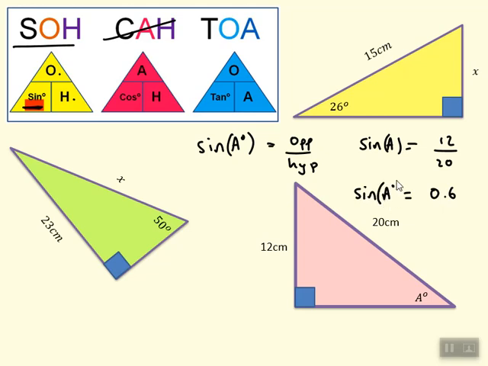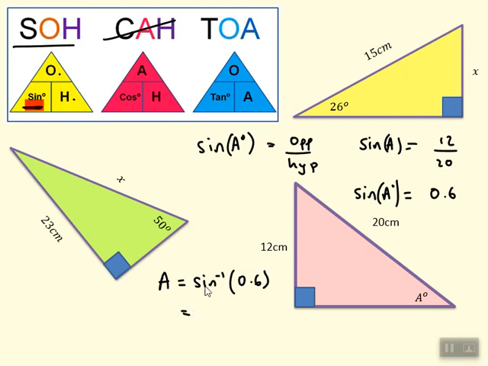Now, that does not mean that the angle is 0.6. It means that sine, remember, if you press that sine button, and then the angle, whatever it is, that equals 0.6. So how do we actually work out the angle? Well, we have to do something called the inverse of sine. We have to do the opposite operation to sine. So in order to work out the angle, we have to do sine to the -1 of 0.6.